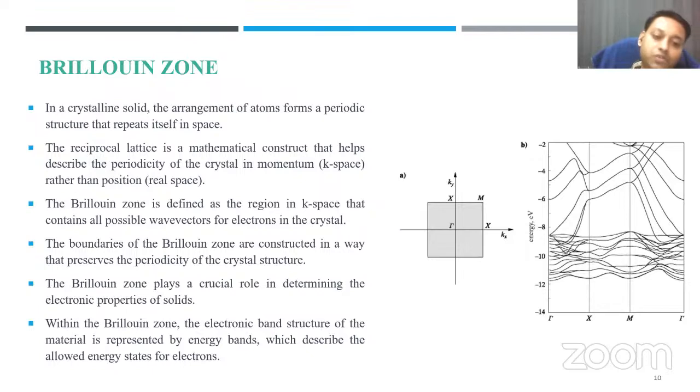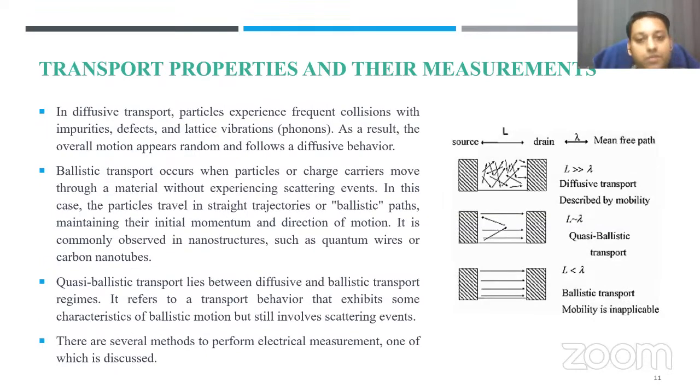So within the Brillouin zone, the electronic band structure of the material is represented by energy bands, where several sub bands can also be seen. Conduction band, valence band, conduction sub bands, valence sub bands are there, and that will basically determine whether the material is semiconducting, metallic, or insulating in nature, and what kind of bandgap is present in those materials. All this information can be gathered from this E-k diagram. That's why it is so important.